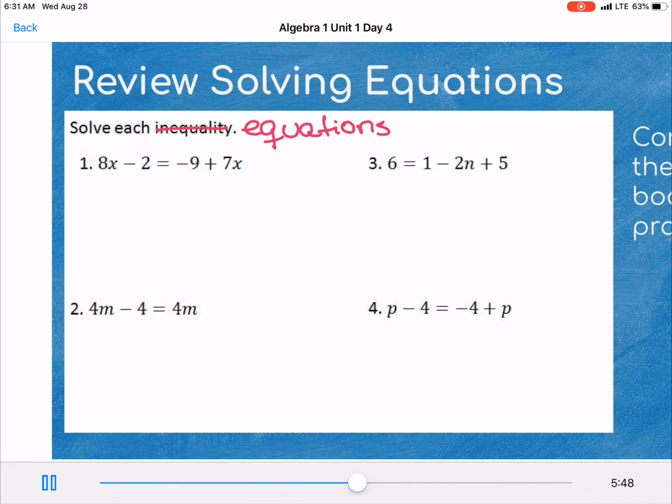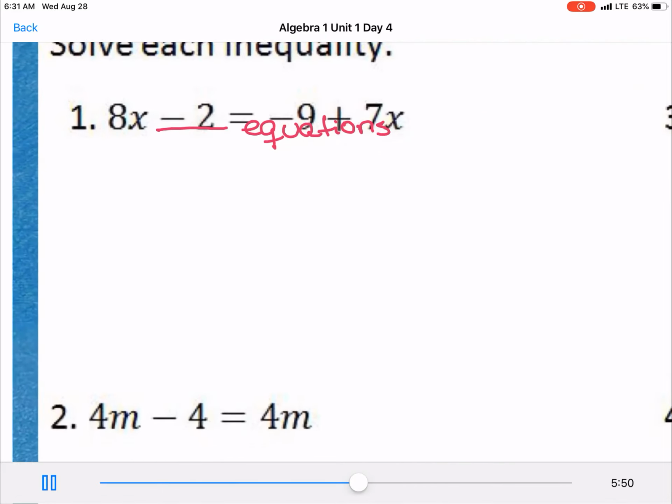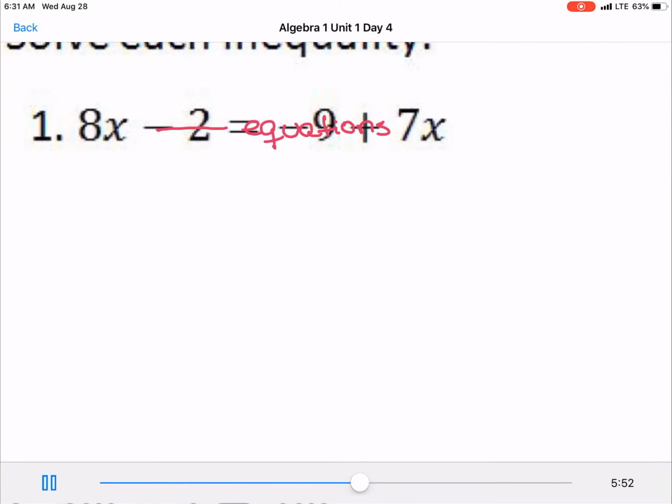Okay, let's do number 1. Get a big picture of number 1. So number 1 is 8x minus 2 equals negative 9 plus 7x. We don't have any like terms on the left side, and we don't have any on the right side. So we have to move all the x's to one side, all the numbers to the other side.